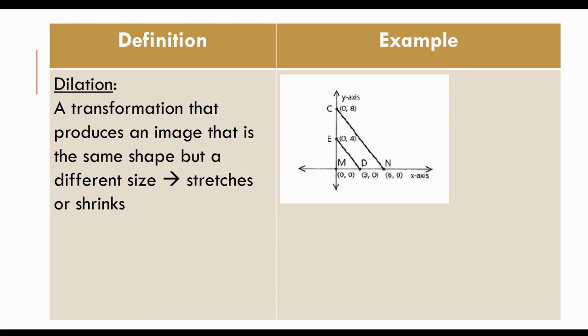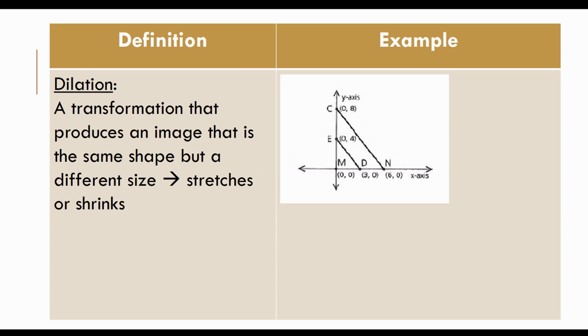A dilation is a transformation that produces an image that is the same shape but a different size. Okay, so that's why it goes hand in hand with a similar figure. Dilation is creating two shapes that are the same but not necessarily the same size. So it's going to either stretch or shrink.